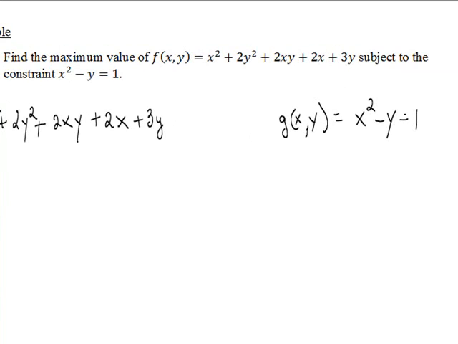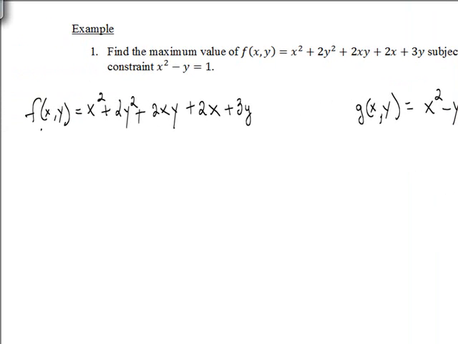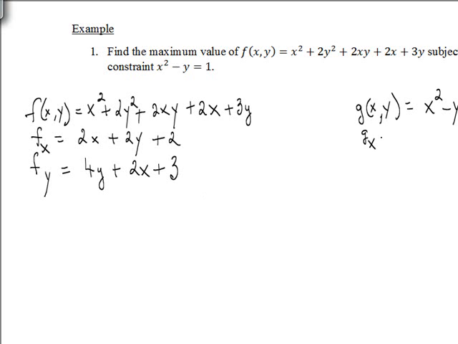first partials. Okay? So f with respect to x is 2x plus 2y plus 2. f with respect to y is 4y plus 2x plus 3. And let's go over here. g with respect to x is 2x. g with respect to y is minus 1.